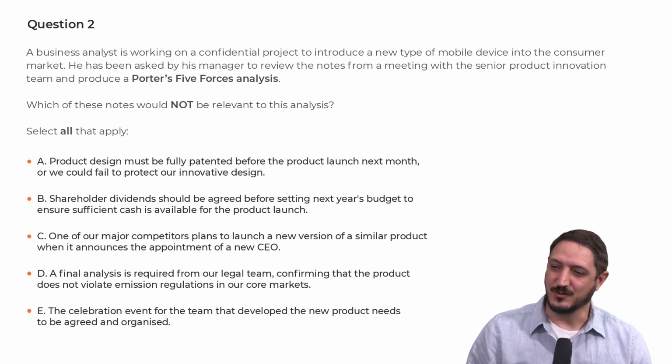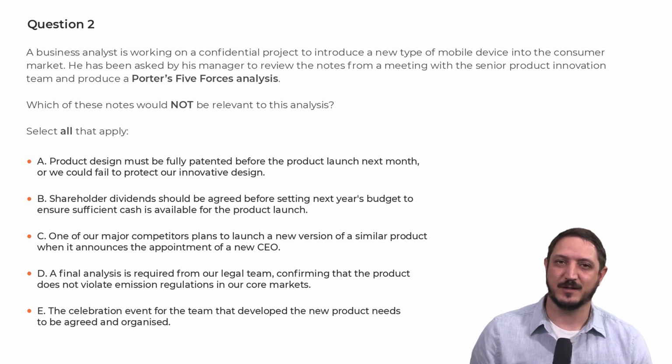So what it's asking us to do here is find the notes, the statements that are part of Porter's 5 forces, then eliminate those and select the ones that are not. So it's kind of a negative style question.